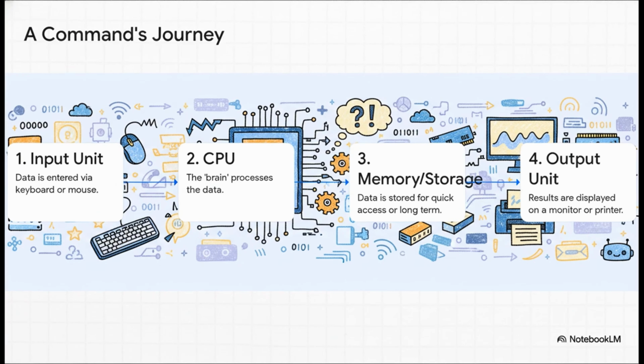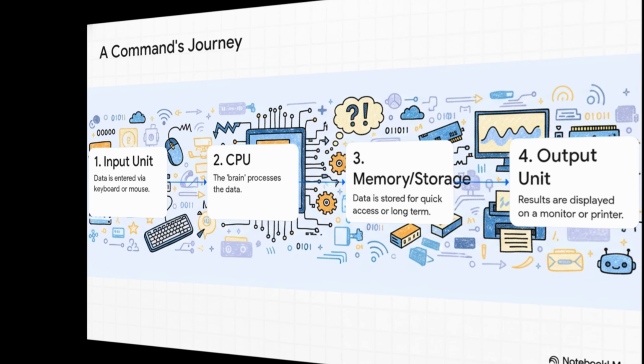First, it starts with an input device, your keyboard. From there, the signal zips straight to the computer's brain, the CPU. Then the CPU uses memory to actually figure out what to do, and finally, bam, the result gets sent to an output device like your screen. Input, process, store, output. Remember that, because that's the fundamental loop of everything a computer does.